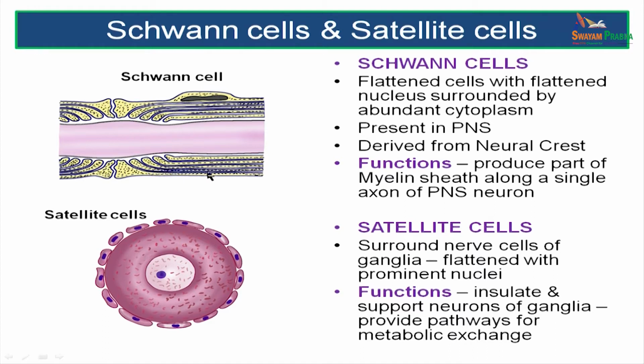As the cell rolls around the axon, the cytoplasm of the Schwann cell gets pushed to the periphery as well as its nucleus. There is an area which is left bare which is called the node of Ranvier, which lies between consecutive Schwann cells. The function of the myelin produced by the Schwann cell is for faster conduction, which is called saltatory conduction in the peripheral nervous system.